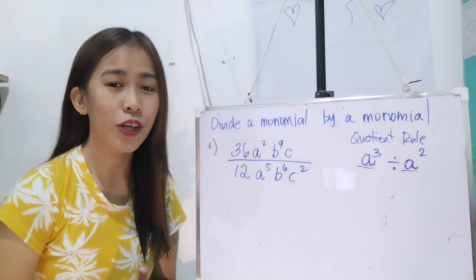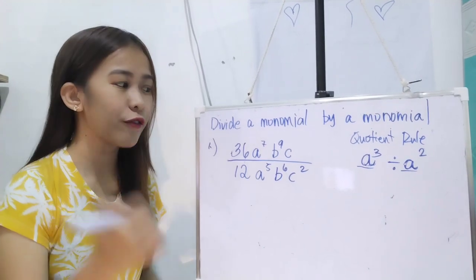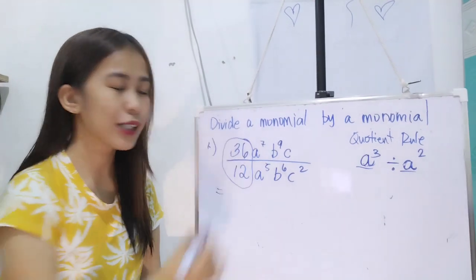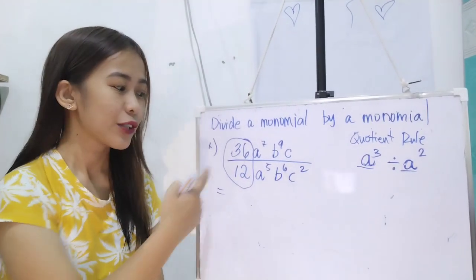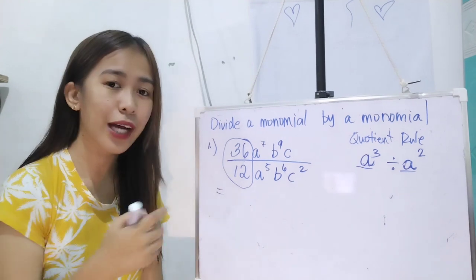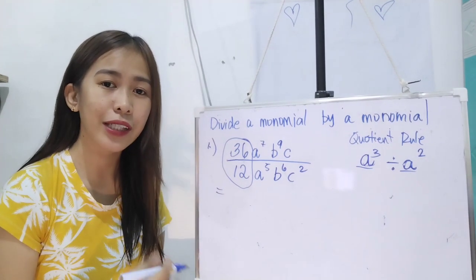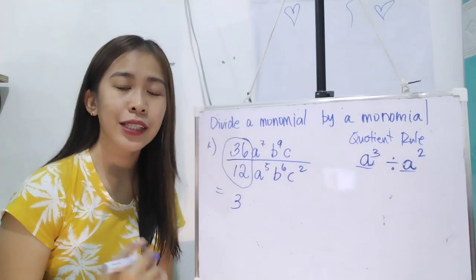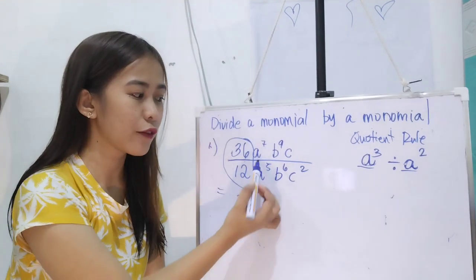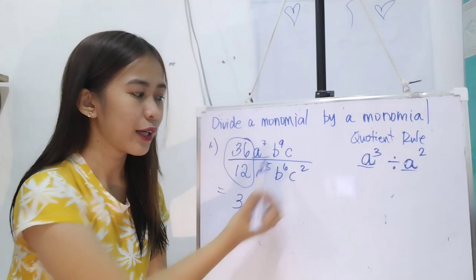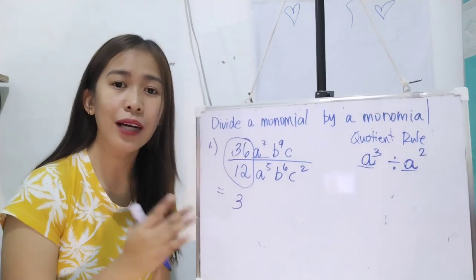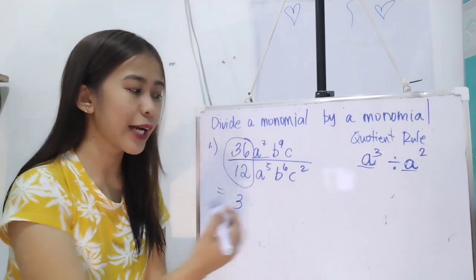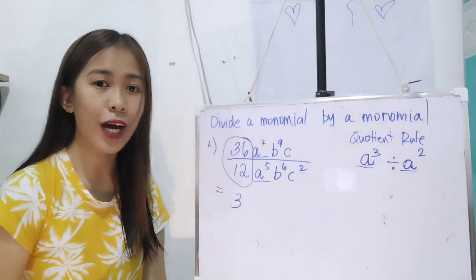So, ito, madali lang to mga bunso. We are just going to divide first itong dalawang numerical coefficient. Okay? So, that is 36 divided by 12. And 36 divided by 12, that is 3. And then, right after that, tingnan nyo yung variable na kasunod. We have a raised to 7. Ayan. So, meron ba siyang kagayang variable sa ating denominator? Of course, yes. Itong si a raised to 5.